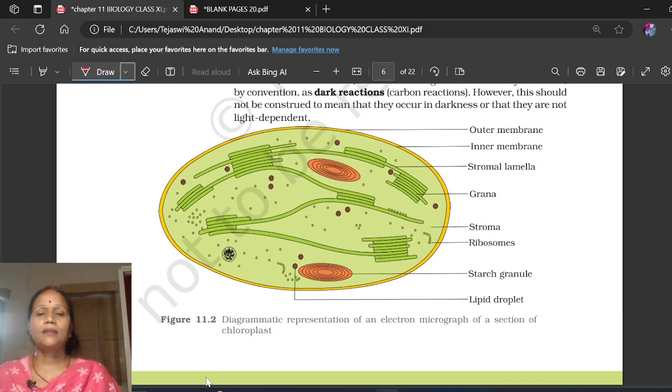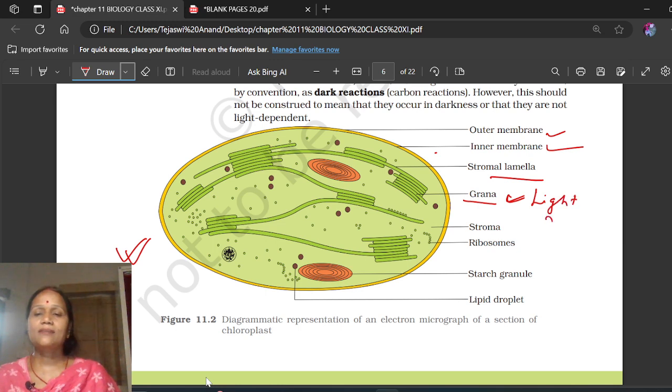Here this is the electron micrograph of the section of chloroplast. Outer membrane, inner membrane, understand very well. Stromal lamella. This is the thylakoids. The piling हुआ है, means कि one upon another they are piled together, and that is called grana. Very important. Here light reaction takes place.